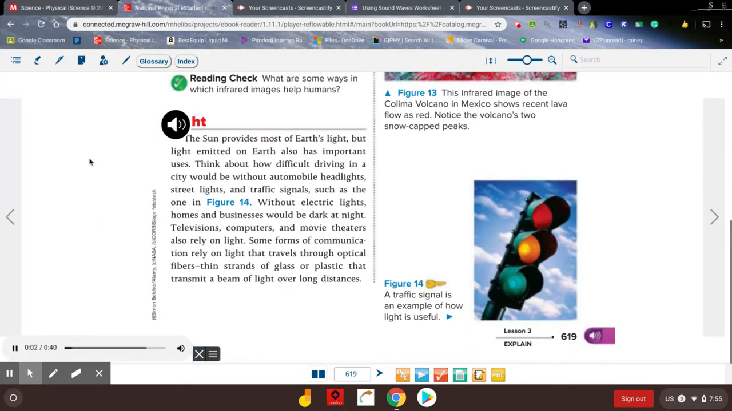Light. The sun provides most of Earth's light, but light emitted on Earth also has important uses. Think about how difficult driving in a city would be without automobile headlights, streetlights, and traffic signals, such as the one in Figure 14. Without electric lights, homes and businesses would be dark at night. Televisions, computers, and movie theaters also rely on light. Some forms of communication rely on light that travels through optical fibers, thin strands of glass or plastic that transmit a beam of light over long distances.